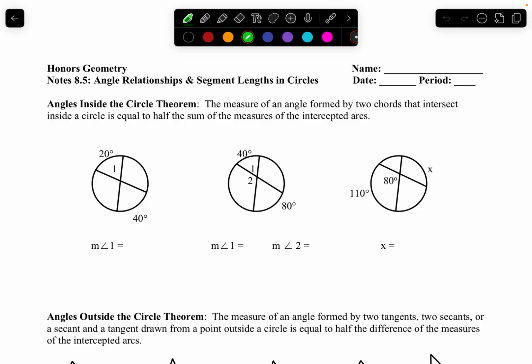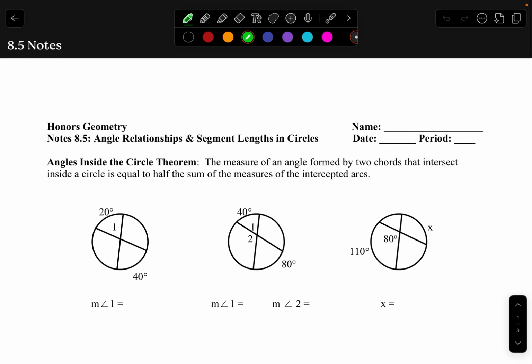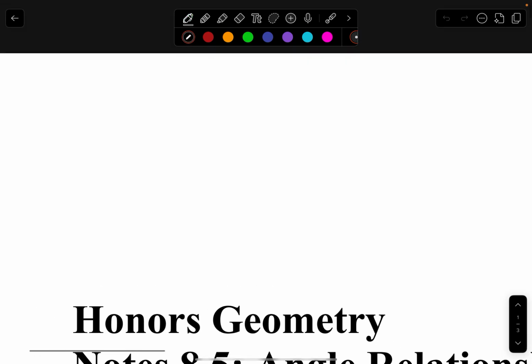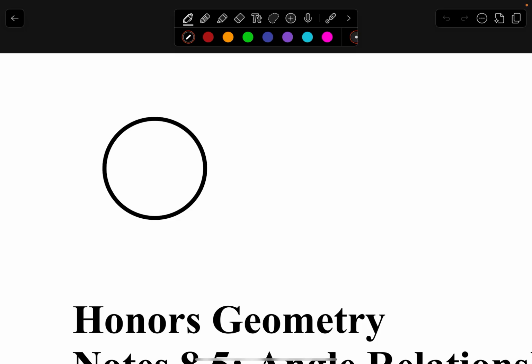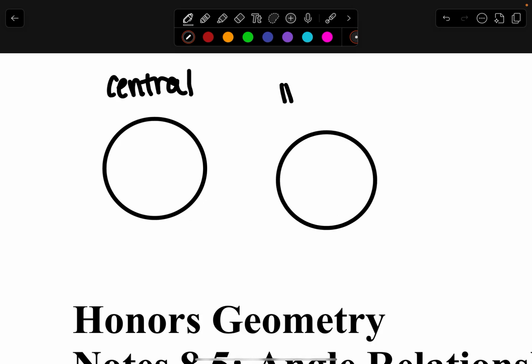First thing that we got to talk about are angles inside of a circle. Before we get too far into that, we've already learned about different angles that are inside of a circle. So we've learned about central angles, and we've learned about inscribed angles. Both of these are angles that are inside of a circle.